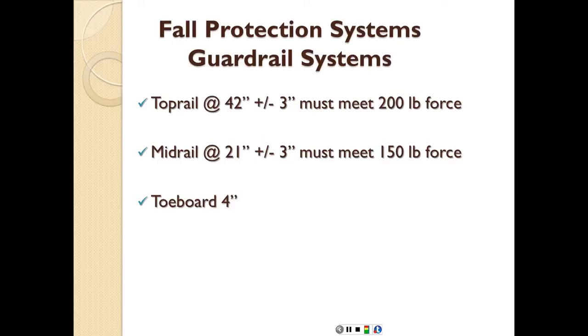The mid-rail is going to be installed at the mid-level. So if we are at 42, then the mid-rail is going to be at 21. If we are at 40, then it's going to be at 20. If we are at 39, then it's going to be at 19.5. If we are at 45, then it's going to be at 22.5. And it must resist 150 pounds of force. And then we're going to have a toe board, which is 4 inches high. So a 2x4 can work as a toe board.